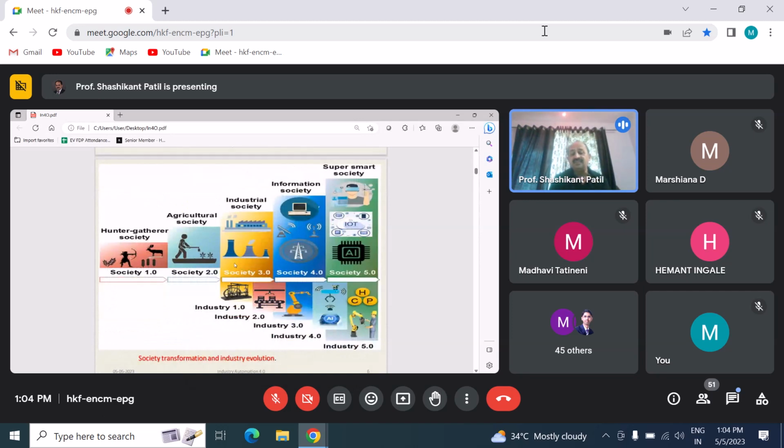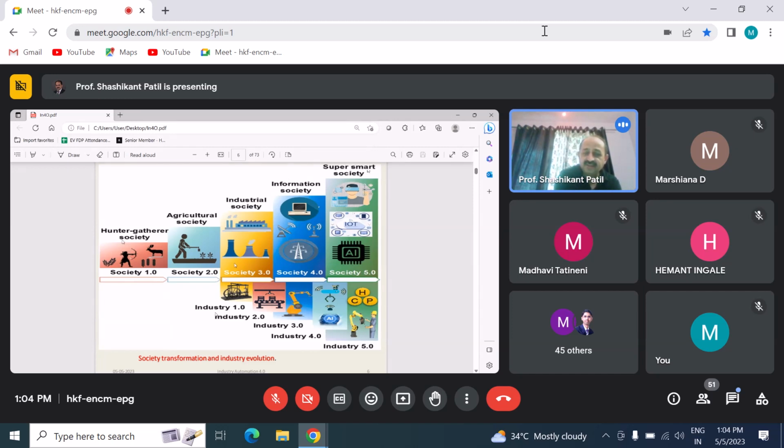If you see society transformations and industry evolution, as we are discussing industry 4.0 and 5.0, we also need to discuss society's improvement, the transition of human life from the hunter-gatherer society. Way back it was society 1.0, society 2.0 was the agricultural revolution, then the industrial society, then the information society. You start from the hunter-gatherer society, which is to earn bread and butter, then slowly it migrated to the agricultural society, then industrial aspects came, then information technology came, and presently it is a super smart society.